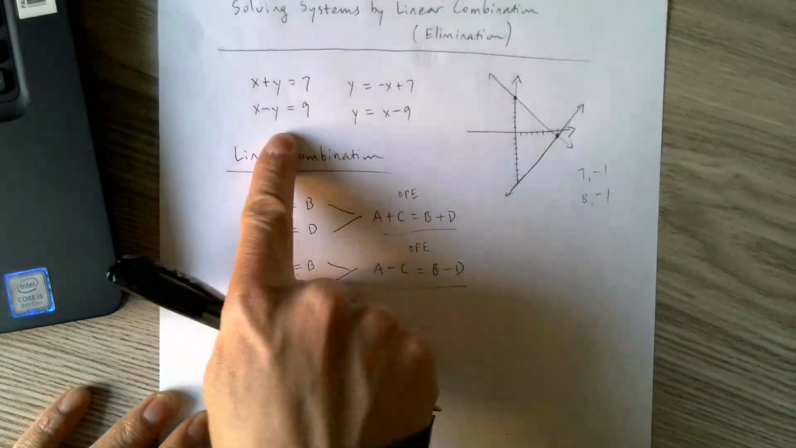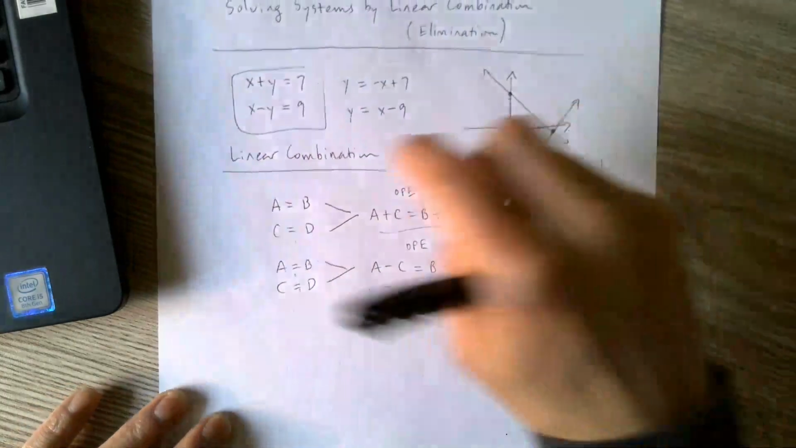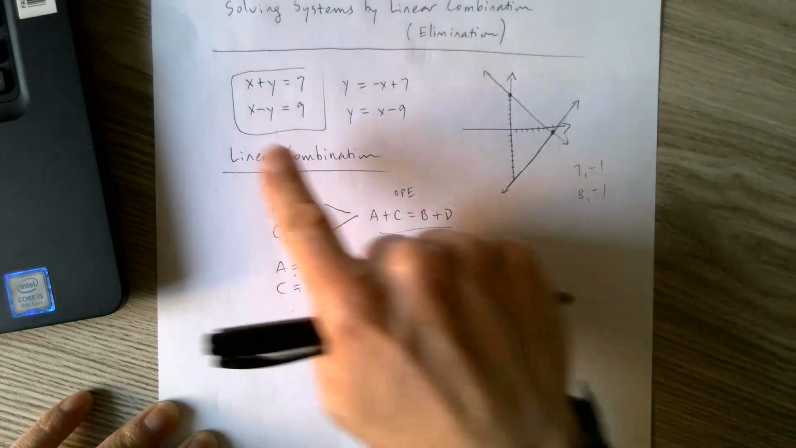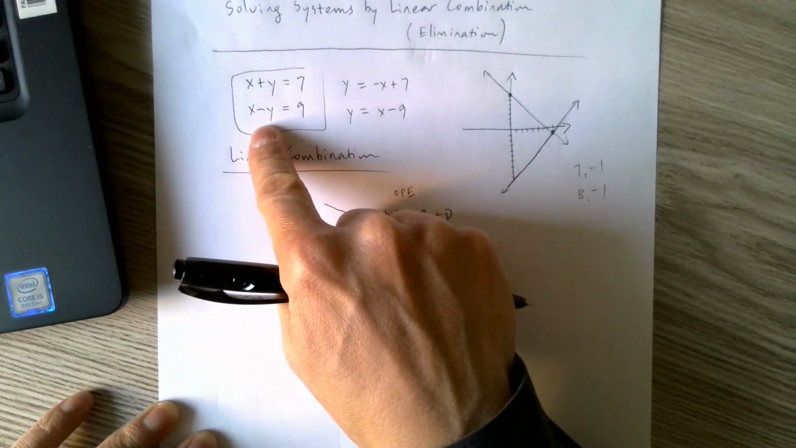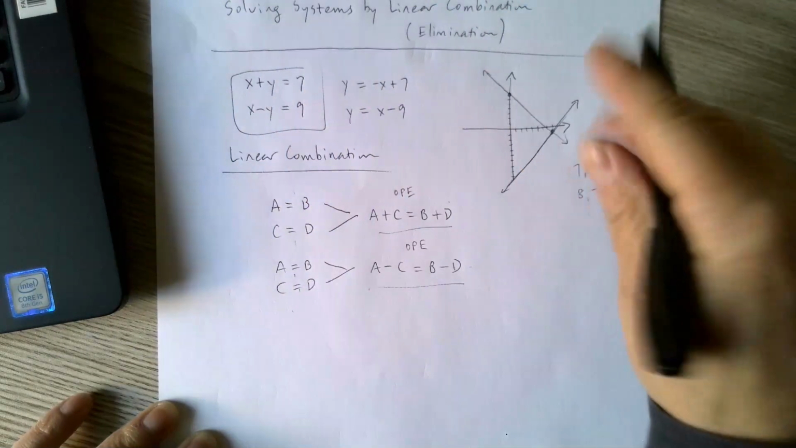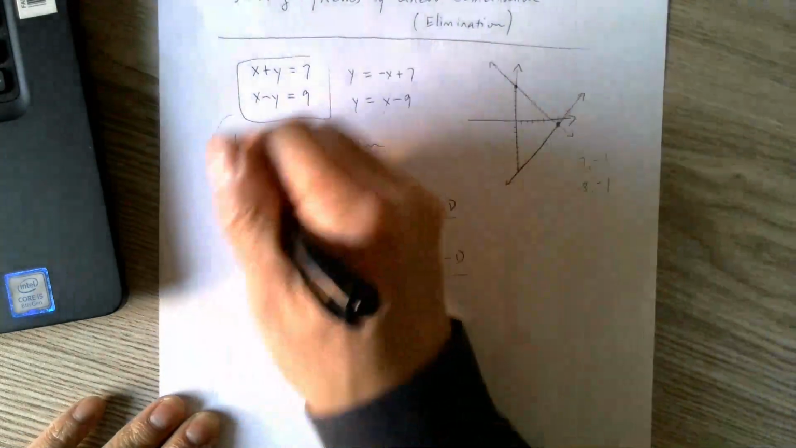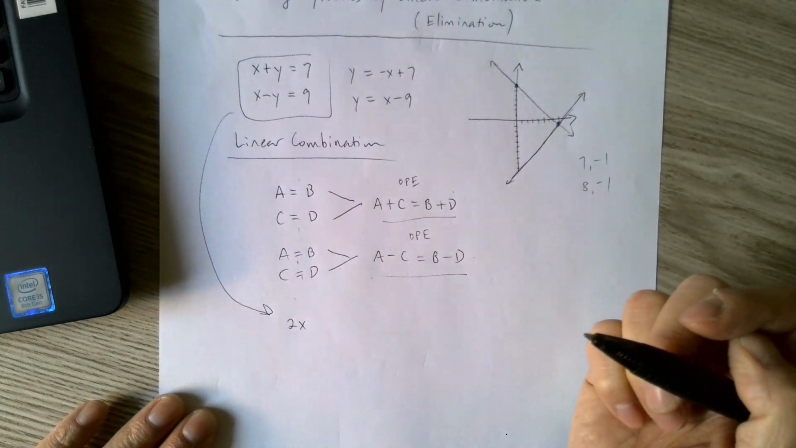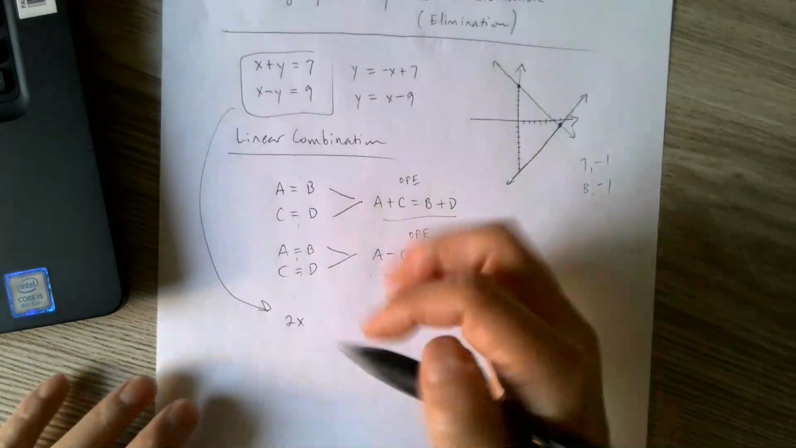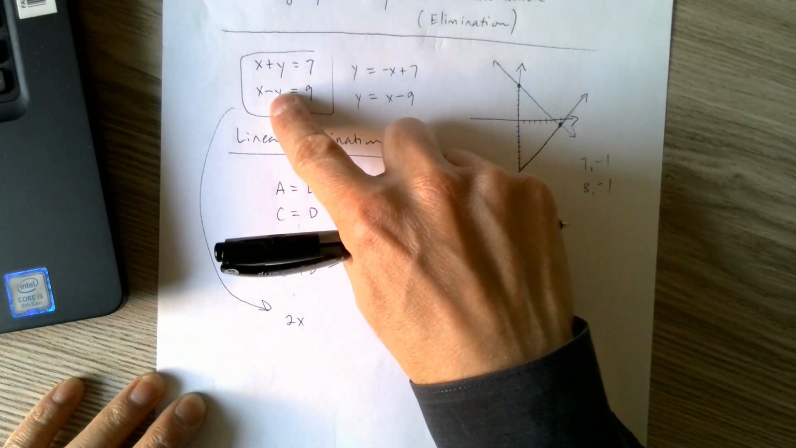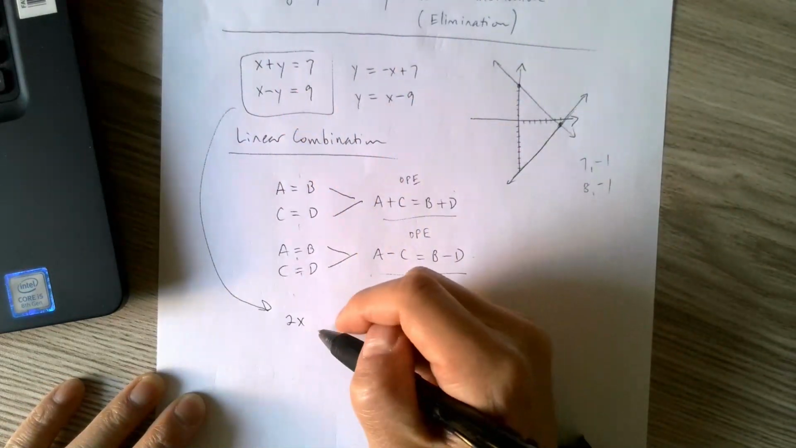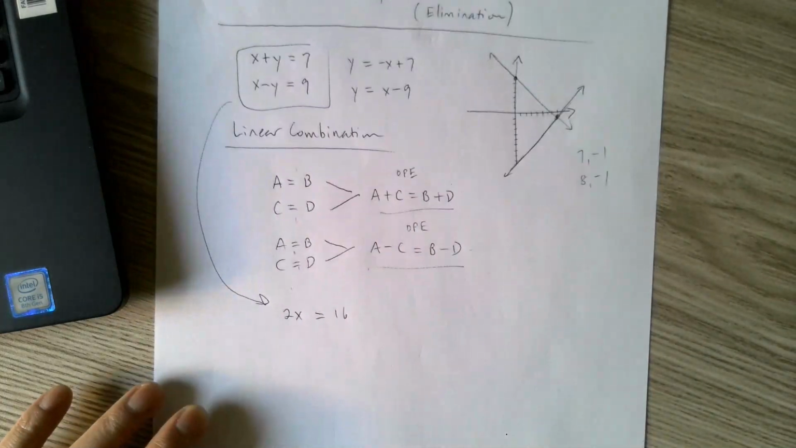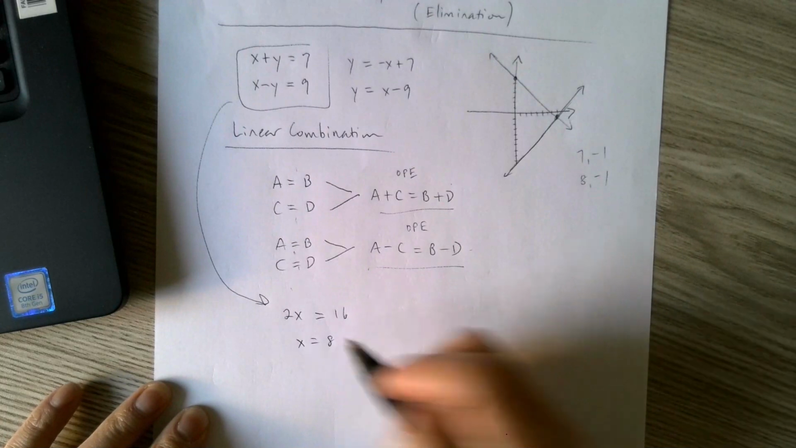So I'm going to do that with my little 2x2 system here. I'm going to take the two lefts and add them, and the two rights and add them, and see what I get. So if I take my two lefts, I get 2x plus 0y, because y plus negative y is 0. So I'm not going to write any y's. And on the right, I got 7 plus 9 is 16. So my x-coordinate is 8.